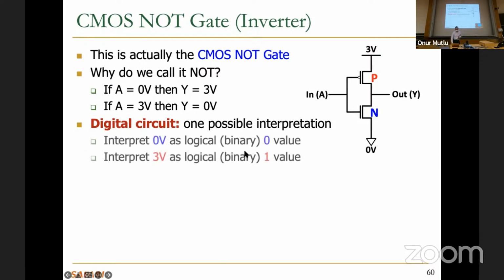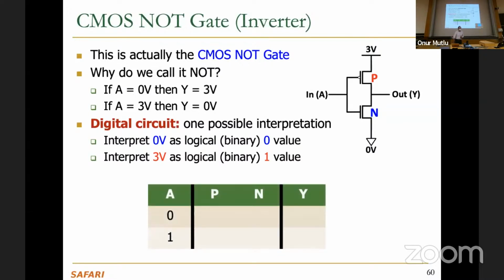So now actually let's make it a little bit more abstract. Let's not talk about voltages also. Let's talk about logic. Let's assume that 0 volts represents a binary value of 0, and 3 volts represents a binary value of 1. Now this is really a logic gate, right? You can put a truth table to it. A is our input. It can be 0 or 1, 0 volts or 3 volts. And based on the input, you get different values in the output logically.